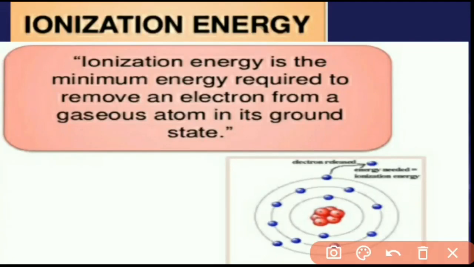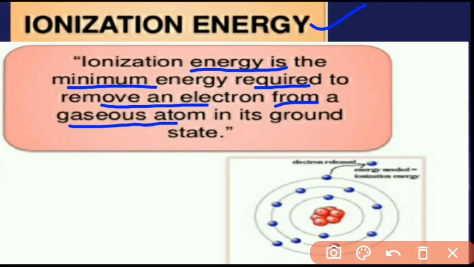Next periodic property is ionization energy. Ionization energy is the minimum energy required to remove an electron from a gaseous atom in its ground state. It means the minimum energy required for removing one electron from its valence shell at its gaseous state and its ground state is called ionization energy.